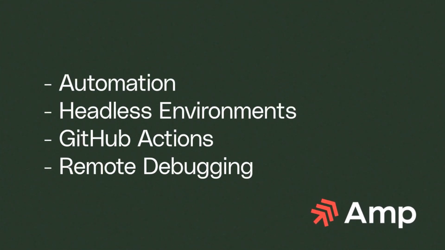Amp CLI has support for streaming JSON output. This is great for automation, headless environments like containers, GitHub Actions, remote debugging, and more. You can think of it like an API that you can call from anywhere. You can integrate it into any workflow. Let's see how this works.